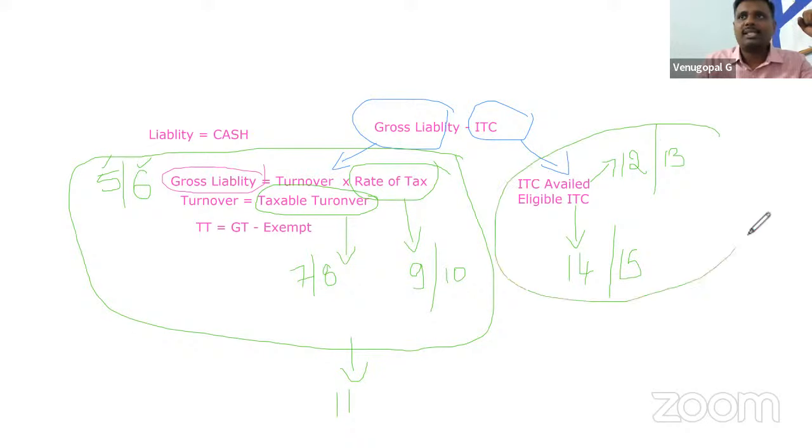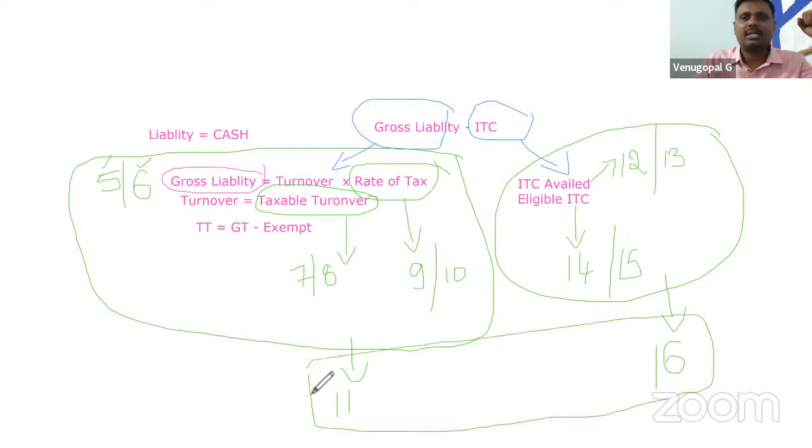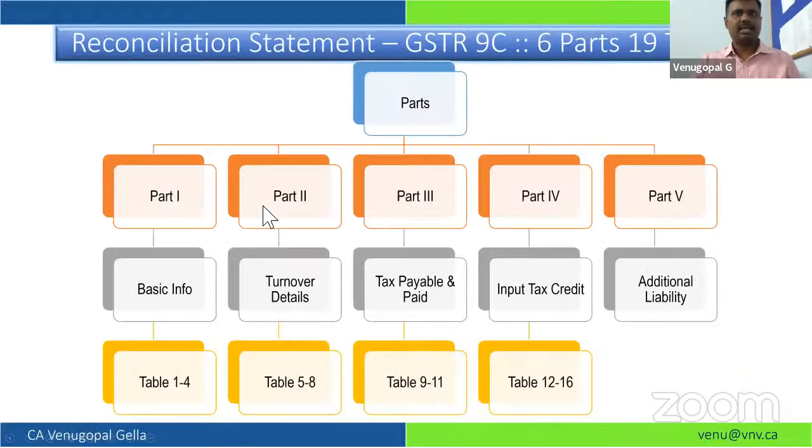Owing to all these tables, if there is any liability arising, you will capture it in table 16. And finally, the liability that needs to be discharged, you will discharge in part 5 and part 6 of your 9C. A very beautifully summarized form, right? So it's very important that one understands the way 9 and 9C are designed.